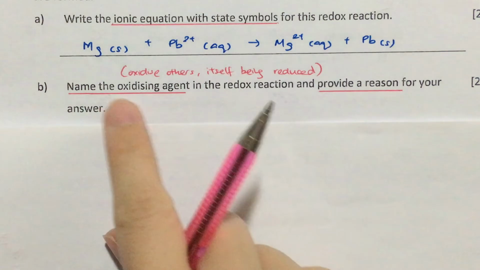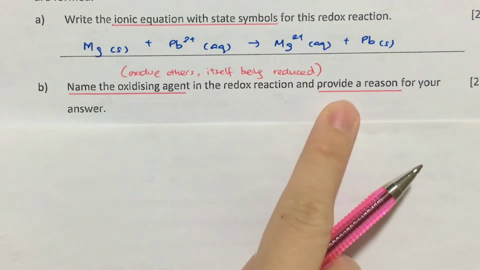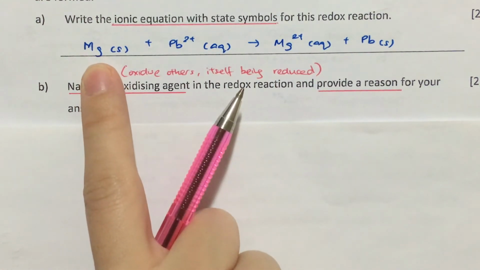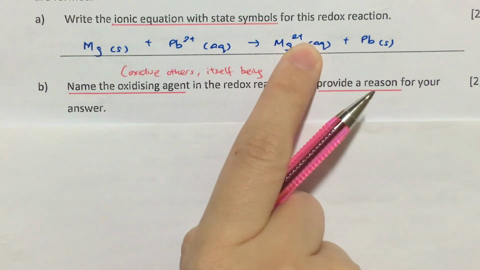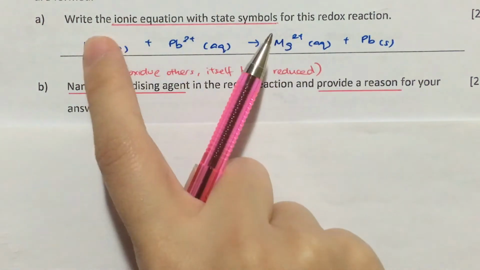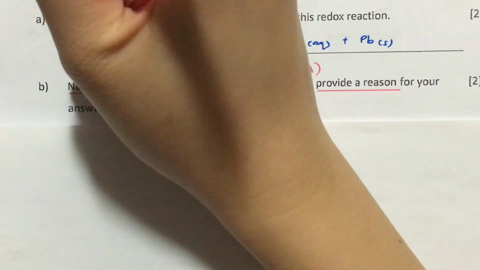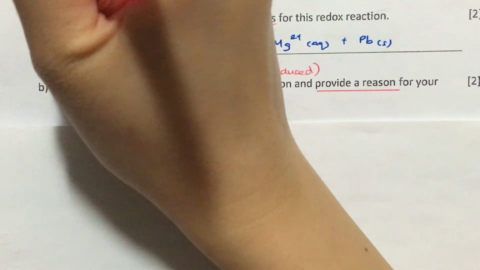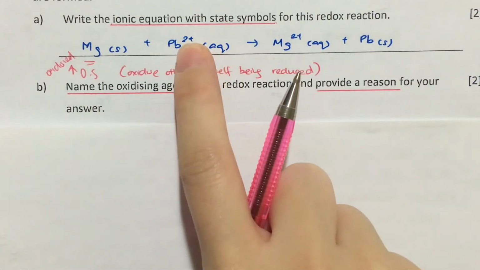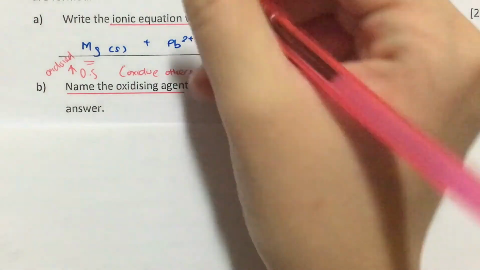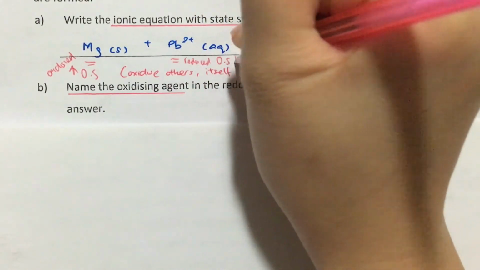For the next part, it says to name an oxidizing agent. Oxidizing agent means it oxidizes others, itself being reduced, and provide a reason. So for magnesium to magnesium 2+, the oxidation state changes from 0 to +2. That means this is an increase in oxidation state. So magnesium is being oxidized. I know it's being oxidized because of an increase in oxidation state. How about lead? Lead from oxidation state of +2 becomes 0. So lead, this one here, is being reduced because my oxidation state decreased.